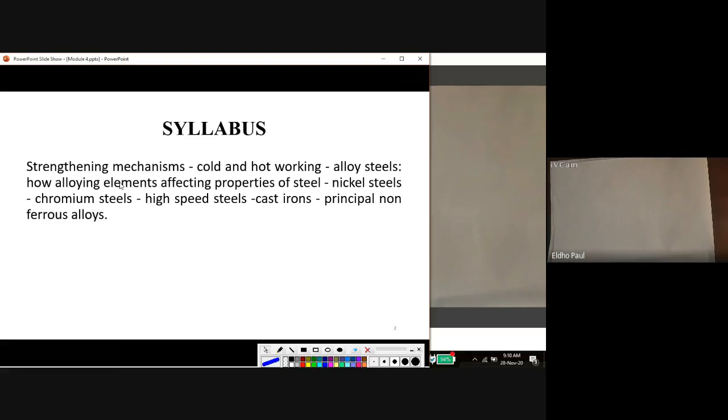Then more specifically, we will study nickel steel, chromium steel and high speed steel, because these three alloy types are very important and their application in the engineering area is very high. And next we will study cast irons and some non-ferrous alloys like bronze and brass. There are different types of non-ferrous alloys commonly used in engineering applications, and we will study those non-ferrous alloys also in this syllabus.